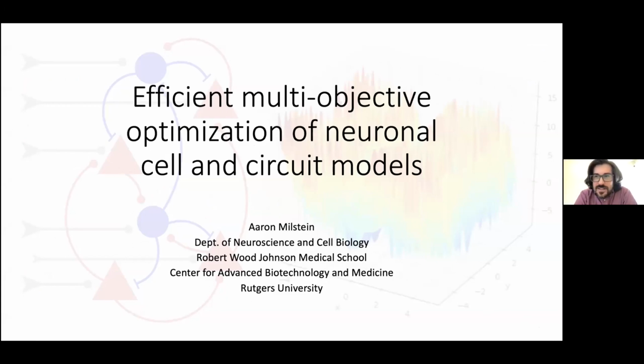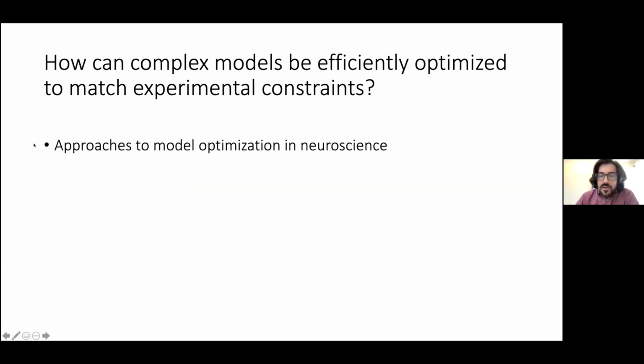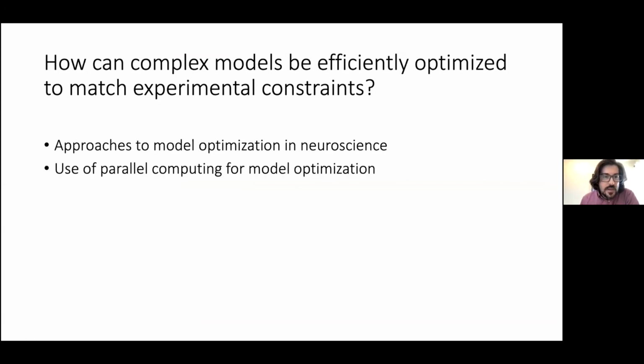I'm going to be talking today about an efficient way to do multi-objective optimization for neuronal cell and circuit models. And so the real question here is, well, how can complex models be efficiently optimized to match experimental constraints? And so in this talk, I'll go over some approaches to model optimization that have been commonly used in neuroscience, some introduction to the use of parallel computing for model optimization.